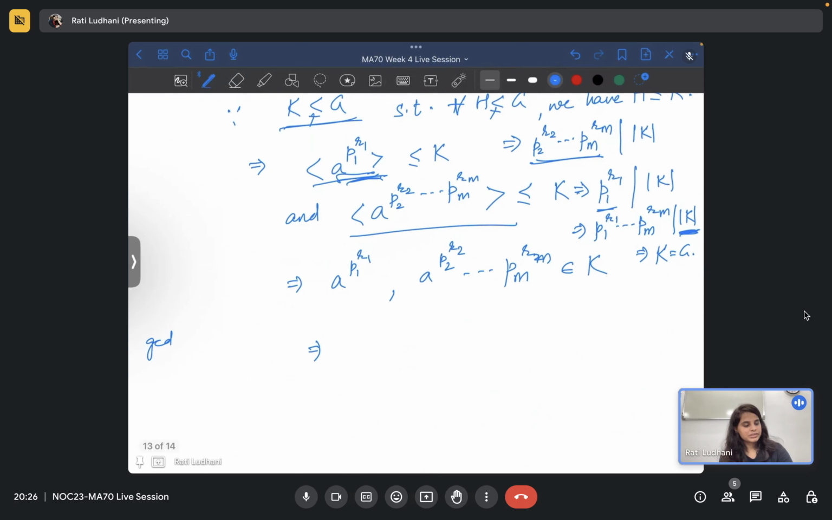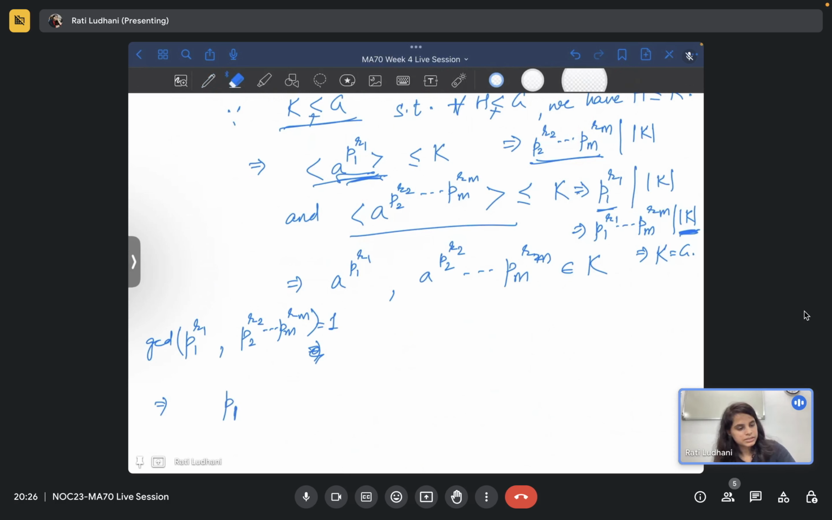Actually, I was going to do this one. So since GCD of this and p2 raised to power r2 up to and so on pm raised to power rm is 1, this implies there will be some s and t, by Bezout's identity, such that s plus t p2 raised to power r2 and so on is equal to 1. So I thought of explaining like this, but yeah, this is better.